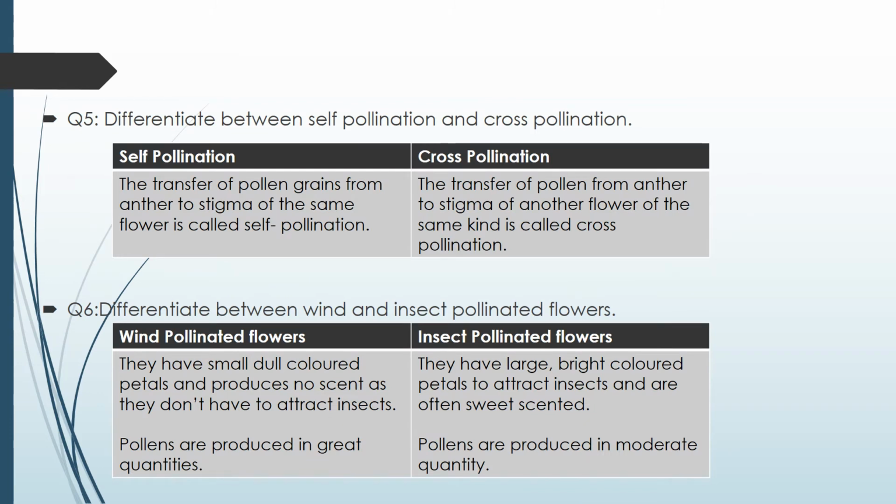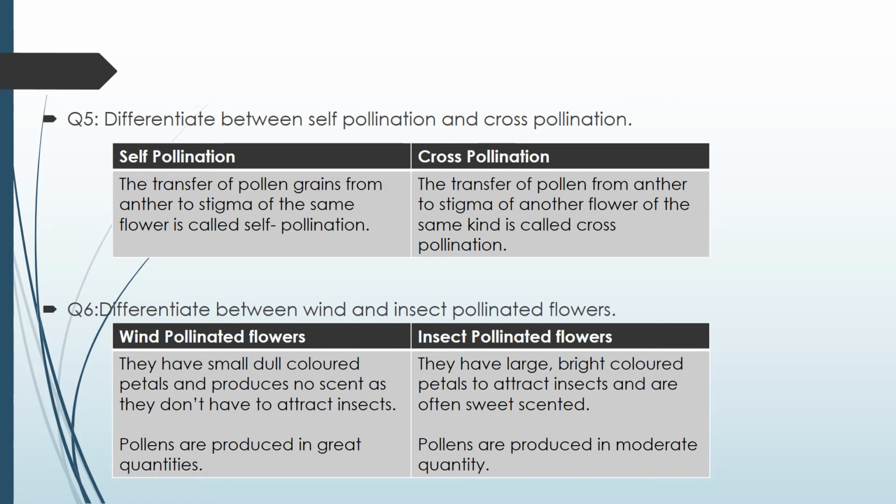Differentiate between self-pollination and cross-pollination. We have done that. I have discussed it in the first picture of this video as well. You will make 2 columns for this, self-pollination and cross-pollination. The transfer of pollen grains from anther to stigma of the same flower is called self-pollination. The transfer of pollen from anther to stigma of another flower of the same kind is called cross-pollination. Always remember that if we are talking about 2 flowers, the flowers have to be of the same kind. For example, if there is a rose, then it should be 2 roses and the pollen from one rose will transfer to the stigma of another rose.